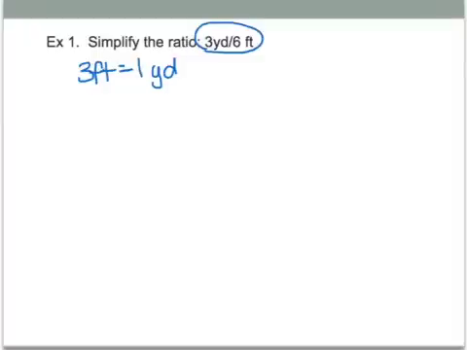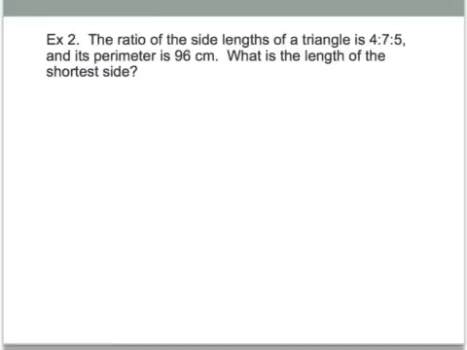Okay, so if I know that 3 feet is 1 yard, I don't need to change the numerator, 3 yards, because that's already in yards. But I need to change my denominator, 6 feet. If I want to say 6 feet, how many yards is that? Well, 3 feet is 1 yard, then 6 feet has to be 2 yards. So the ratio 3 yards to 6 feet is really a 3 to 2 ratio. And we're done.